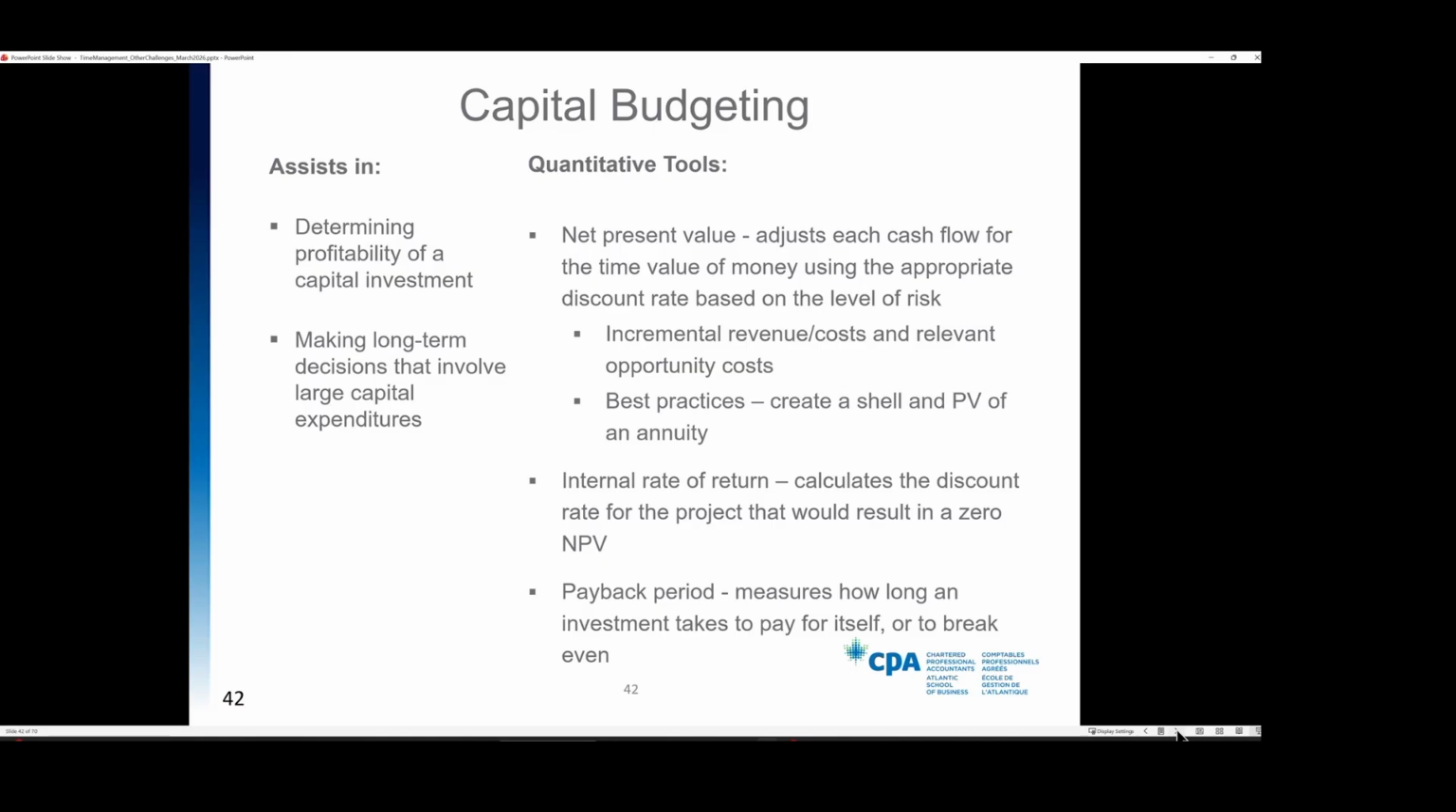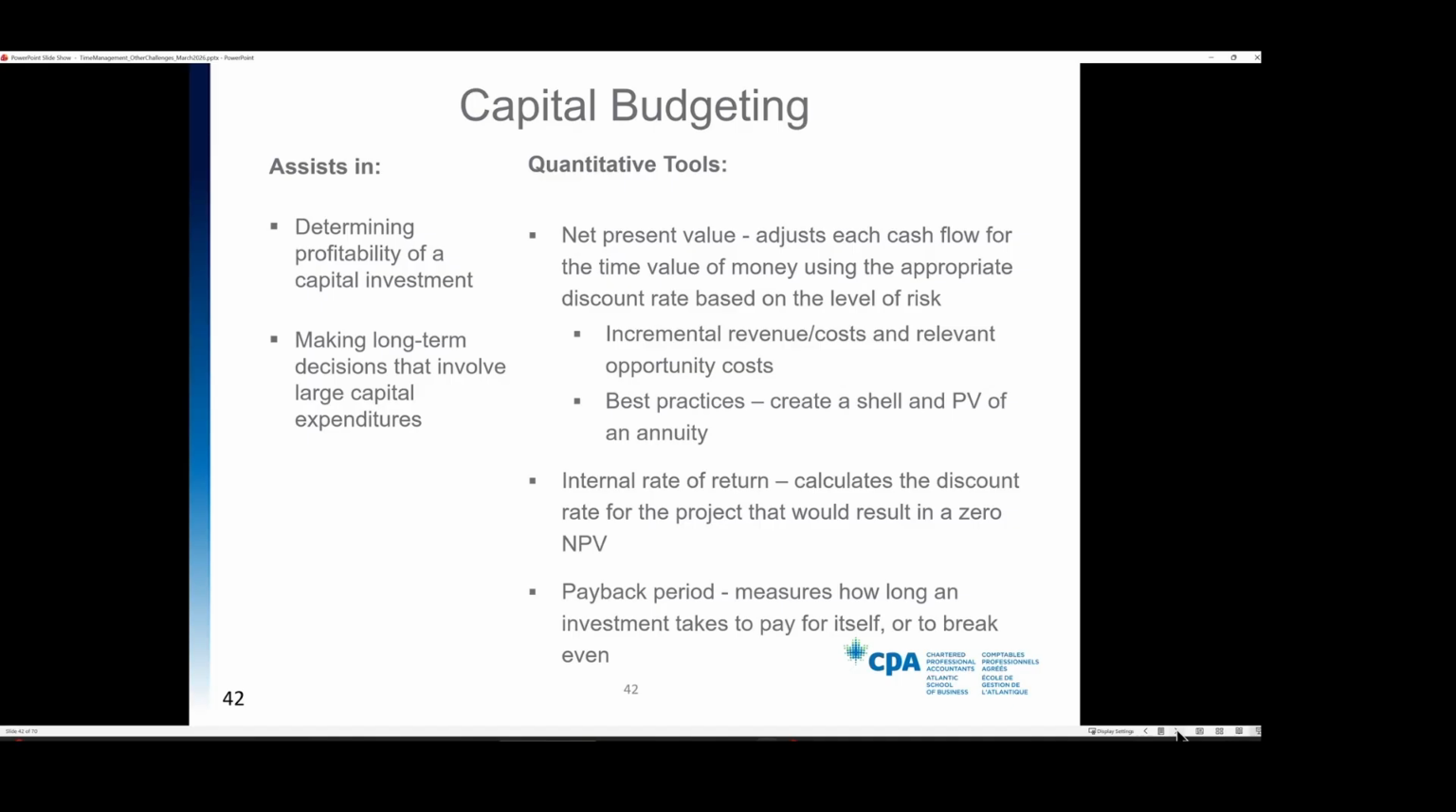Best practices are make sure that you create a shell. You know what needs to be done in year zero, your initial investments, the present value of a tax shield. Make sure that you know how to handle the working capital, how you handle salvage value. So make sure that you have an idea of what needs to be included in each of the years. Also, a great time saver is make sure that you can calculate the present value of an annuity.